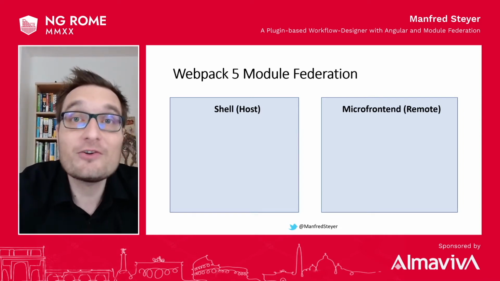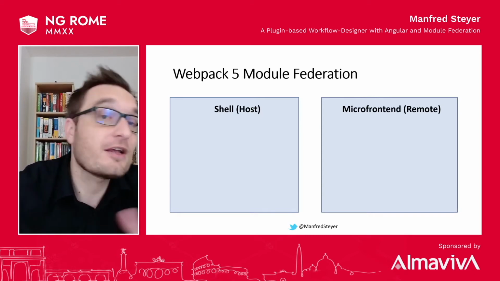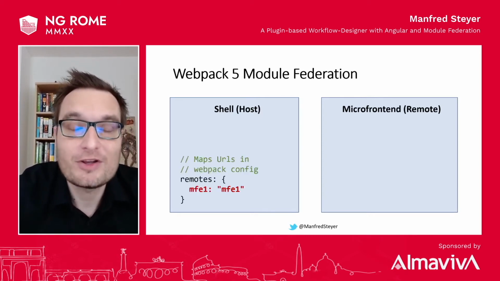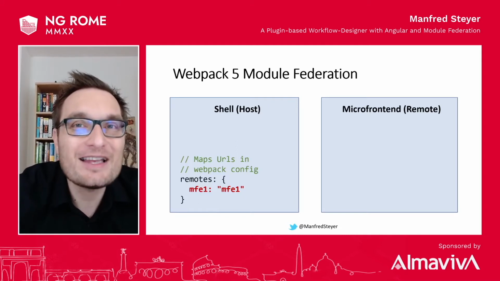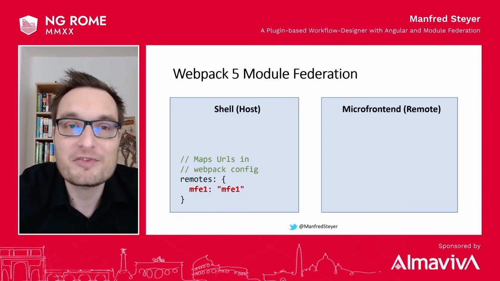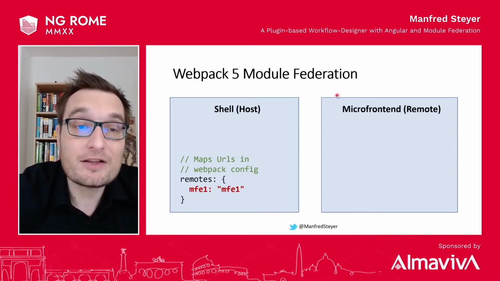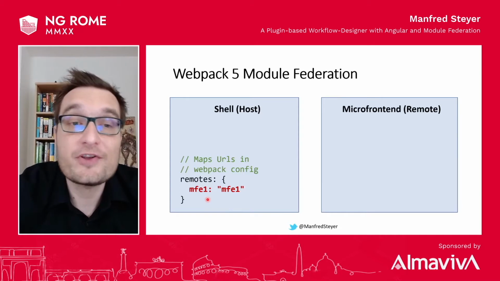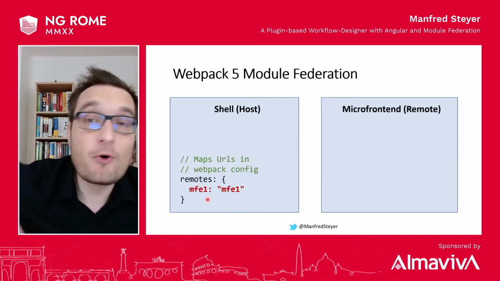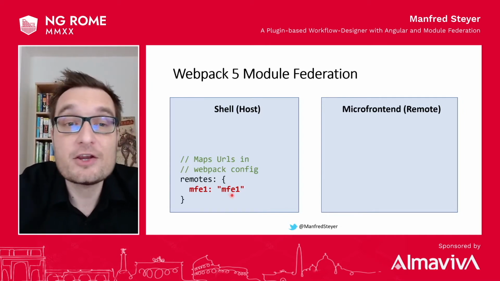And then you can configure the shell as well as the micro frontend, the host as well as the remote. You just need some tiny configuration settings like this here. With this setting, I'm saying, hey, this shell can load a remote. I'm calling this remote MFE1, which stands for Micro Frontend 1 here, and it points to another application, and over there, this application is also called MFE1.